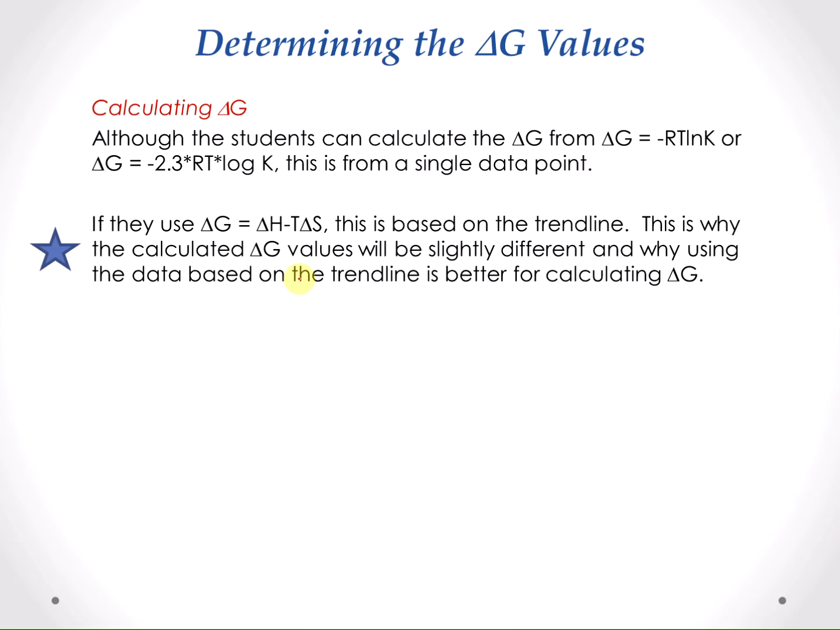Now after we get our delta H and our delta S values from our plot lines, we're also going to be able to calculate our delta G. Now you can calculate the delta G using the equation delta G equals negative RT ln K, or delta G equals negative 2.3 RT log K. But this is from a single data point. Instead, we want you to use the equation where delta G equals delta H minus T delta S. If you use delta G equals delta H minus T delta S, this is based on the trend line because you calculate the delta H and the delta S values at several different temperatures. So this is why the calculated delta G values will be slightly different, and why using the data based on the trend line is better for calculating the delta G.